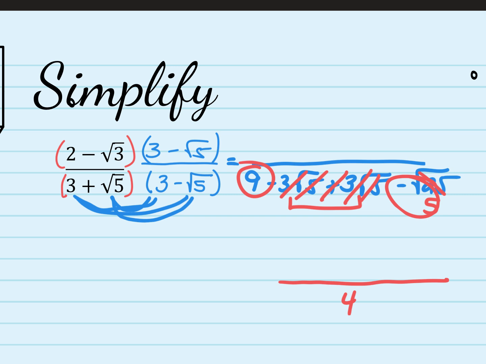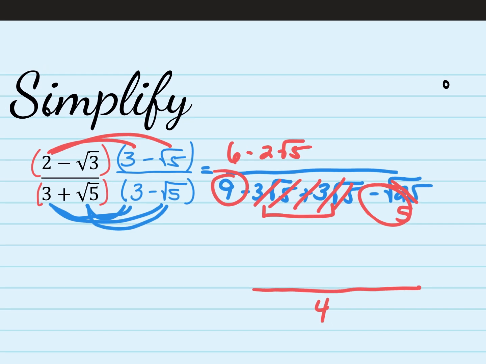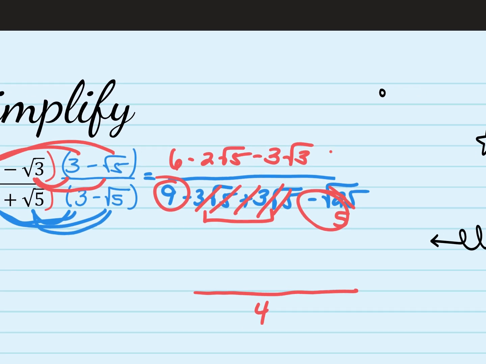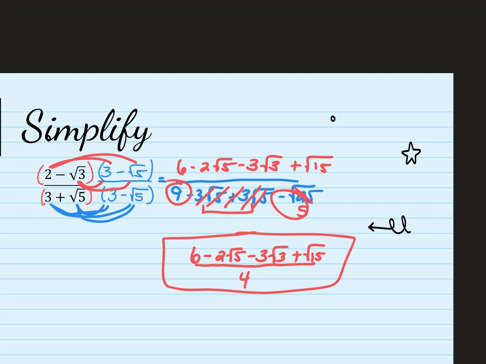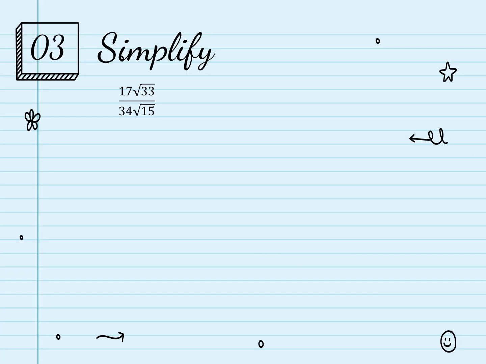And then in the numerator, we're going to FOIL. 2 times 3 is 6. 2 times negative root 5 is minus 2 square root of 5. Negative root 3 times 3 is minus 3 root 3. And then negative root 3 times negative root 5 gives me positive root 15. Now there is nothing here that has like terms, guys, so you cannot combine anything. So just rewrite 6 minus 2 square root of 5 minus 3 square root of 3 plus the square root of 15. All of the radicals are different, so you cannot combine them. If they were the same, then you could, but you cannot because they're all different.